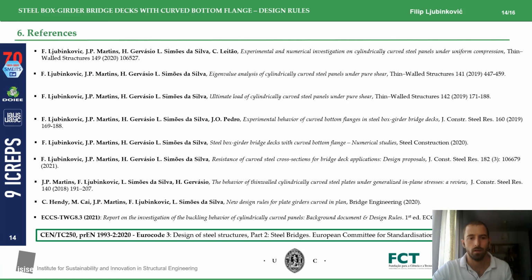Finally, for more information, you can search in all of these published papers and the ECCS document that is on the way now, where we described each and every part of this study that I showed today. Some parts of this work were already included in the new version of the Eurocode for the steel bridges in Annex B. So you can also take a look there when it's published, I think next year.